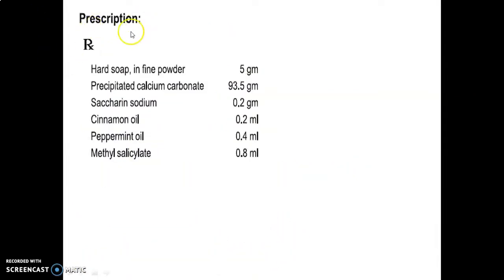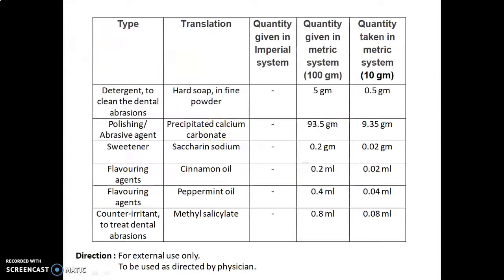We have this prescription, which is denoted by the symbol Rx. This is the prescription given over here. So let's discuss in detail the formula table. Type, that is category, use, role of ingredient. Translation means the name of the ingredient. We don't have the quantity given in the imperial system as there are no quantities given in Latin terminology. Quantity given in the metric system to prepare 100 gram and quantity taken in the metric system to prepare up to 10 gram.